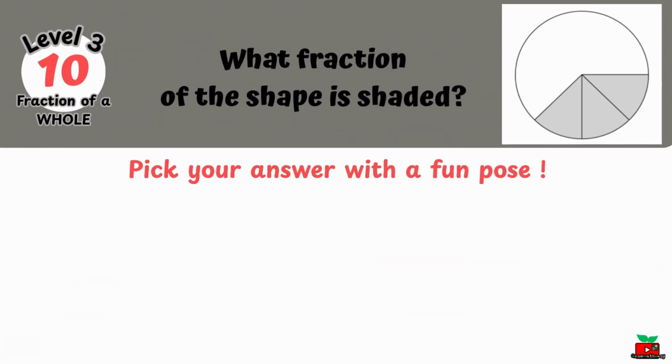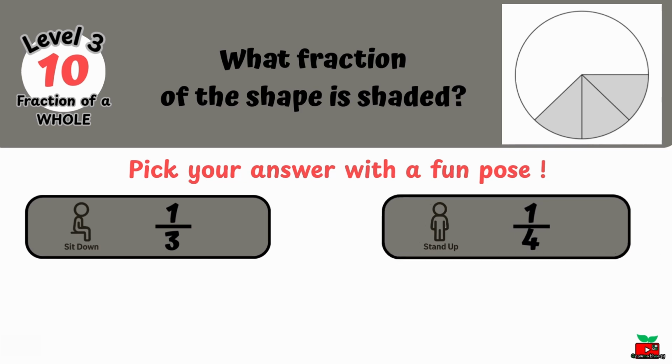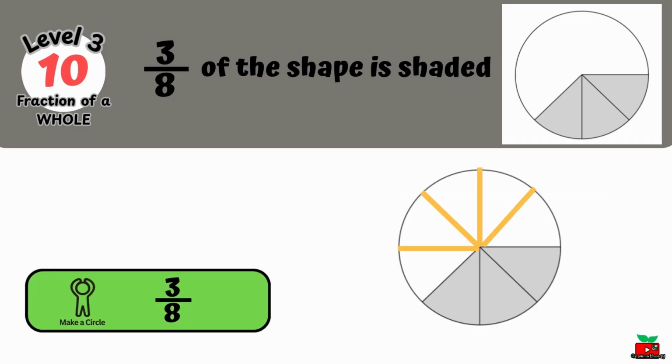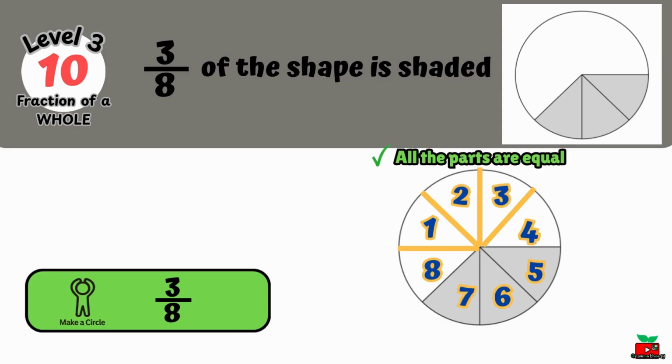What fractions of the shape is shaded? 1 over 3, 1 over 4, 3 over 4, or 3 over 8? 3 over 8. Add 4 lines to divide the shape into 8 equal parts with 3 parts shaded.